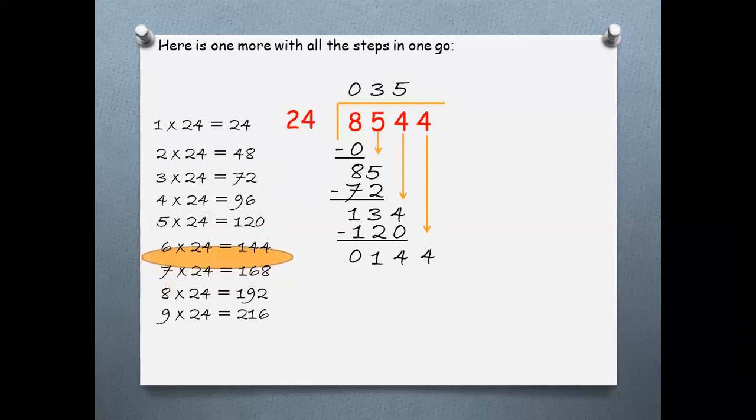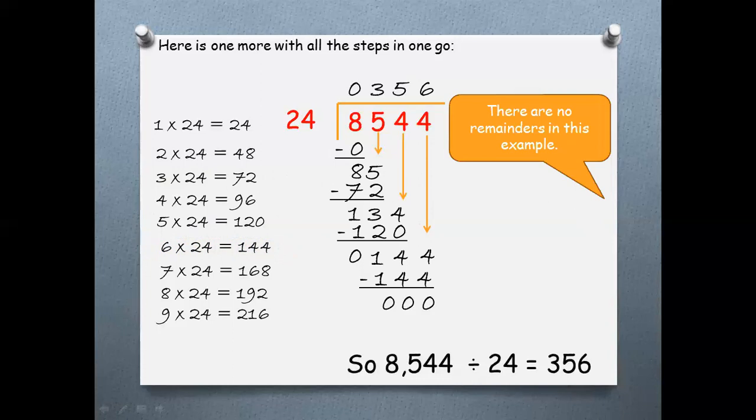And again, I'm looking to see what multiple is closest to that. And in this example, I actually have got 144 there. So I can record 6 full groups, I can take away those 144 and I get 0. It's a good idea to keep going until you get to 0 or a number less than this here, the number you're dividing by, the divisor. There are no more remainders in this example. So I've got 8,544 divided by 24 equals 356.